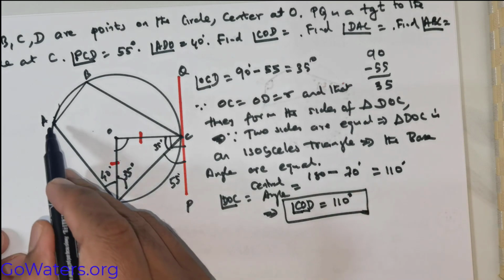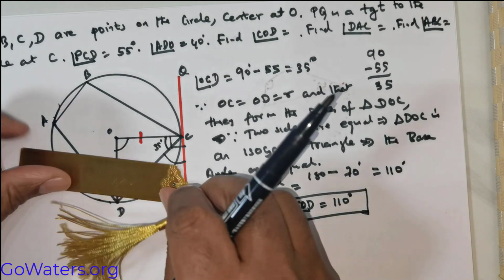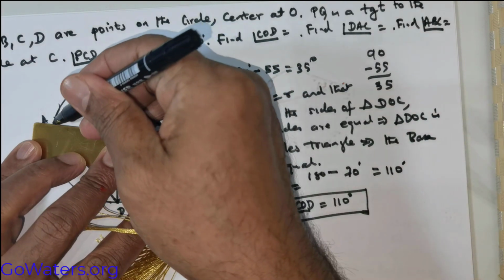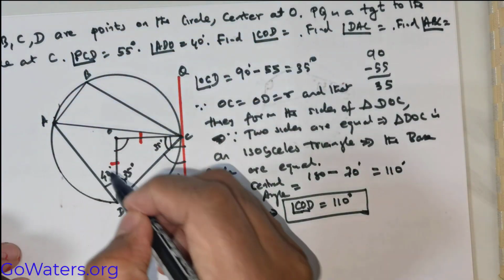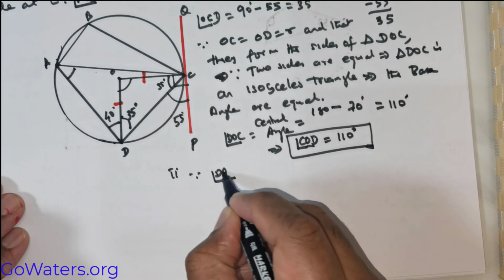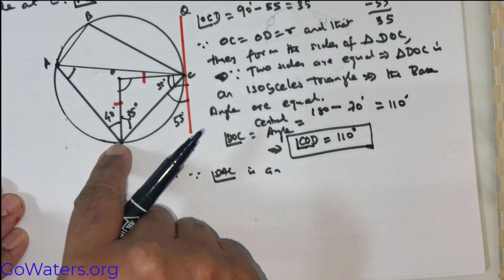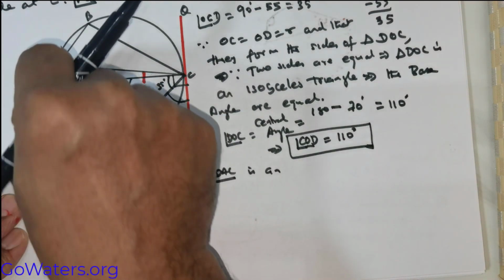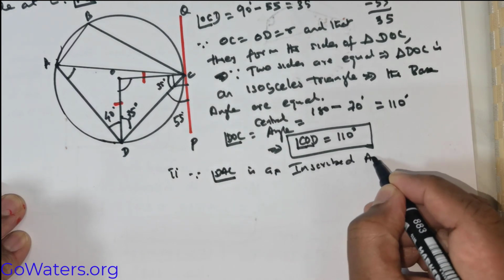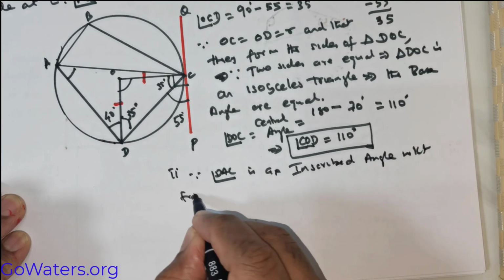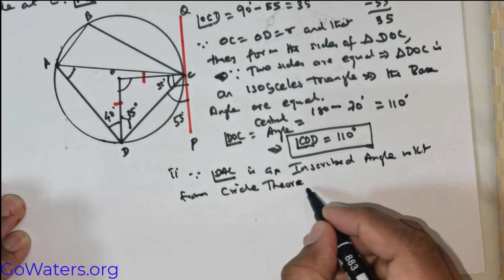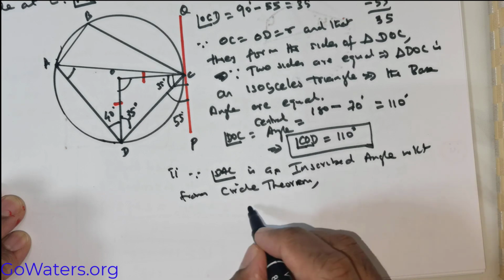That would mean there is a line that is connecting A with C. So let me just draw that line. Right. So we need this. Now this is part 2. Since DAC is an inscribed angle, you see that? This is a central angle. From the central angle, we got an inscribed angle. Since DAC is an inscribed angle, we know from circle theorem. So what do we know from circle theorem? I have done a complete course on circle theorem. Kindly watch the video.